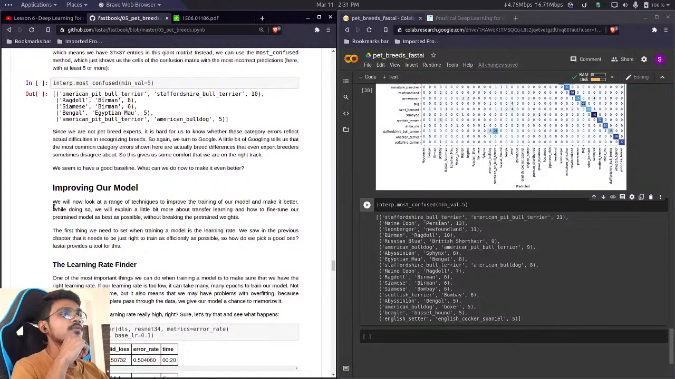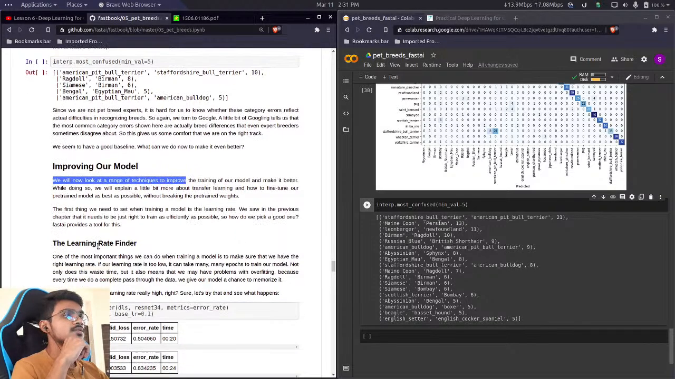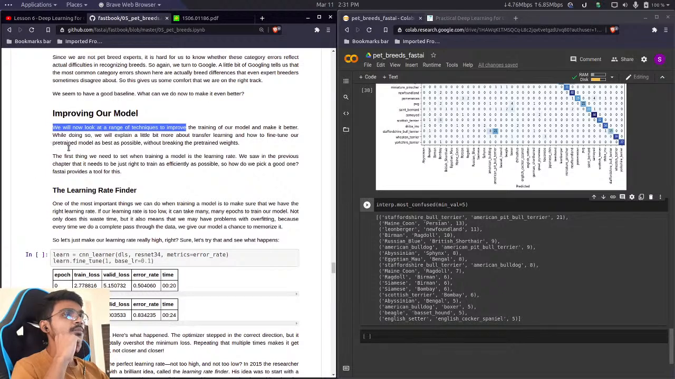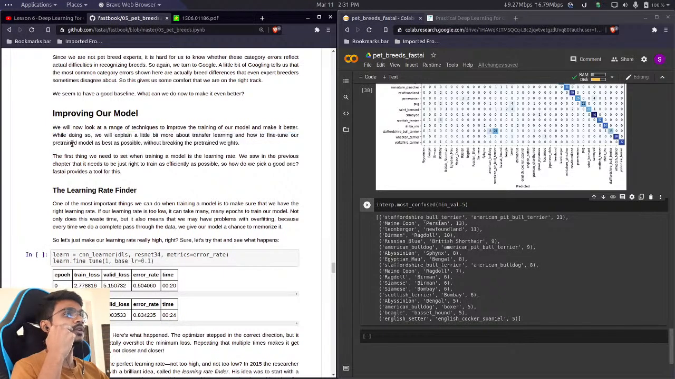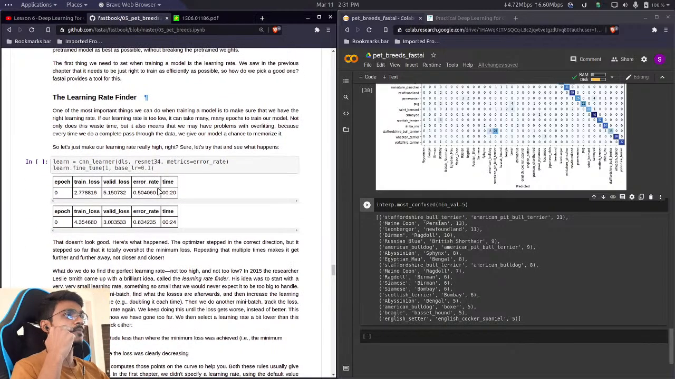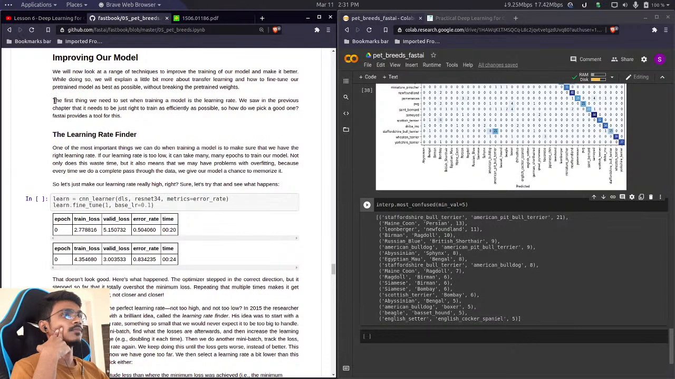In this chapter, we will now look at a range of techniques to improve the training of our model and make it better. Doing so, we'll explain a little bit about transfer learning and how to fine-tune our pre-trained model as best as possible without breaking the pre-trained weights. The first thing we need to set when training a model is the learning rate we saw in the previous chapter. It needs to be just right to train as efficiently as possible. So how do we pick a good one?